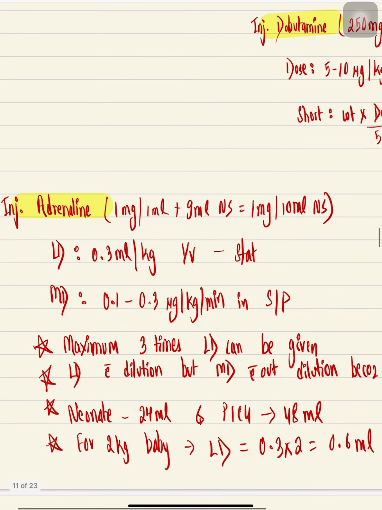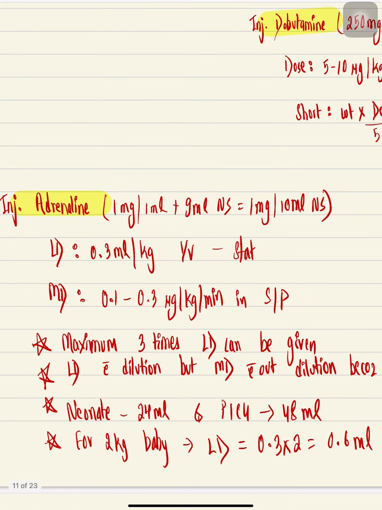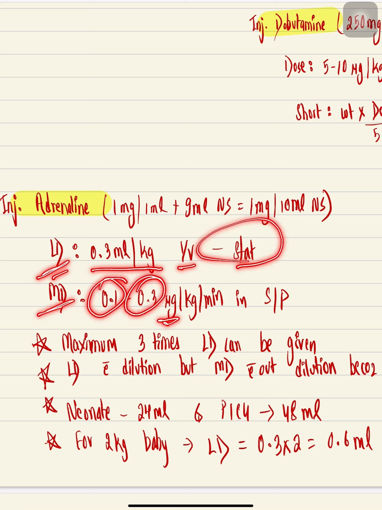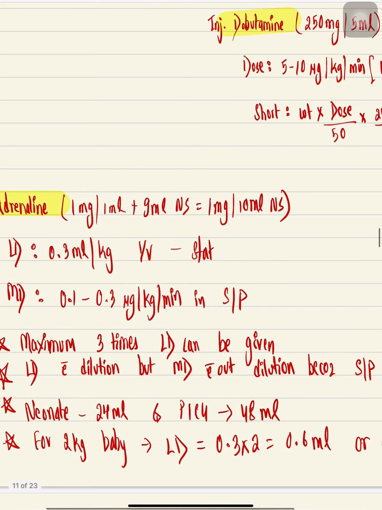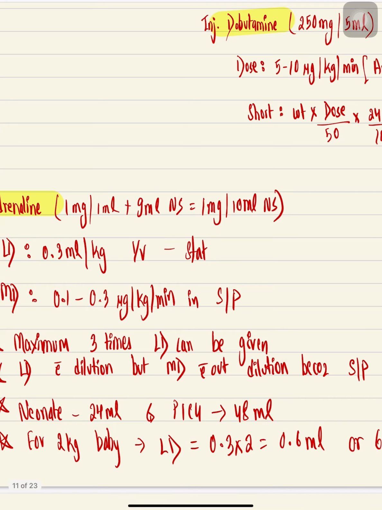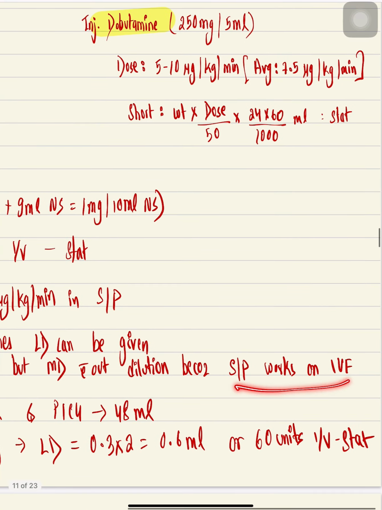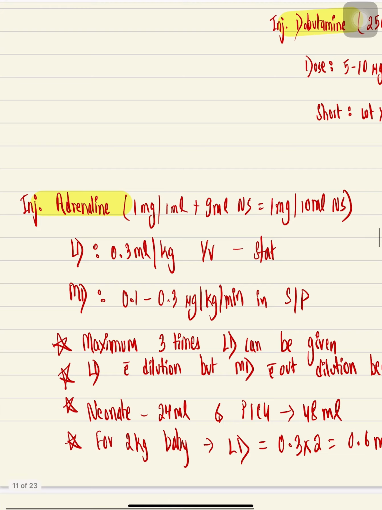Next is injection adrenaline, which comes with 1 mg over 1 ml, in which we mix 9 ml of normal saline to make 1 mg over 10 ml normal saline. Loading dose is 0.3 ml per kg IV stat and maintenance dose is 0.1 to 0.3 microgram per kg per minute in syringe pump. Maximum 3 times loading dose can be given.